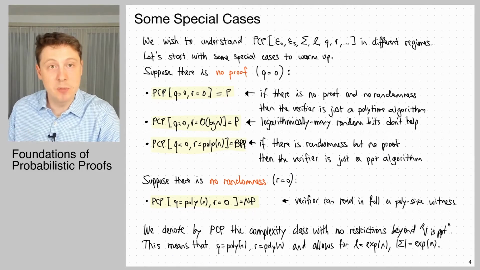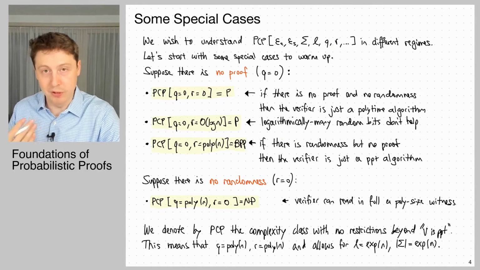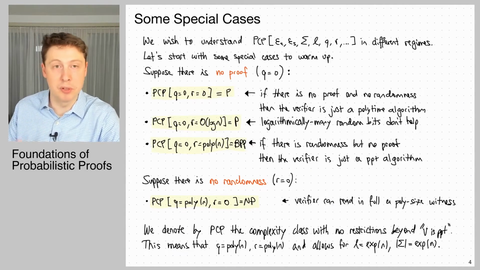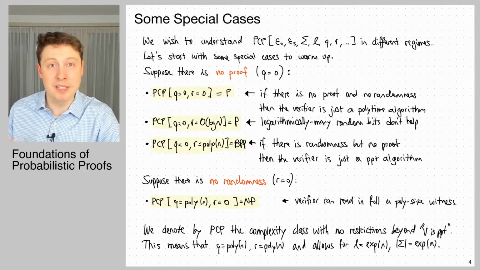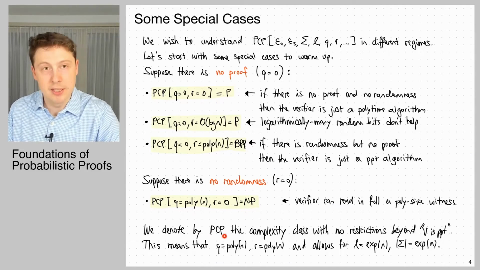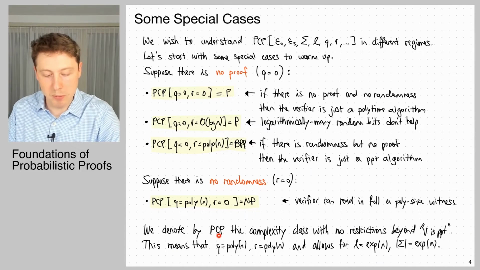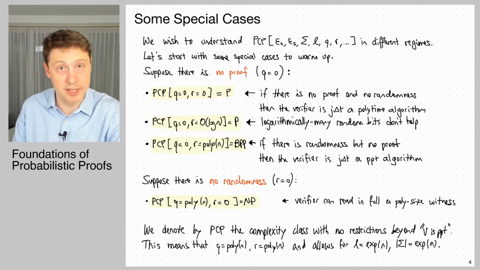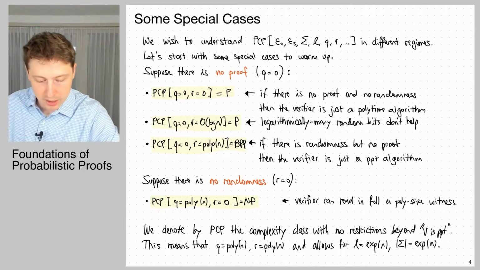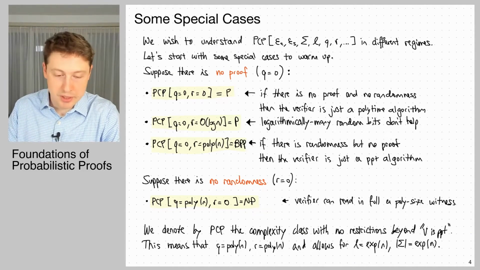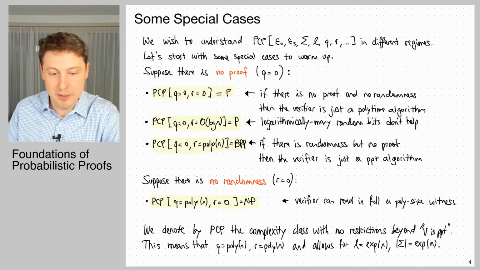This is something that is not possible for an NP verifier because it is forced to read the entire proof. So the proof must have polynomial size. But now, since you are allowed to just read a few locations of a proof, the proof can actually have exponential size. Okay, so this is just some getting familiar.